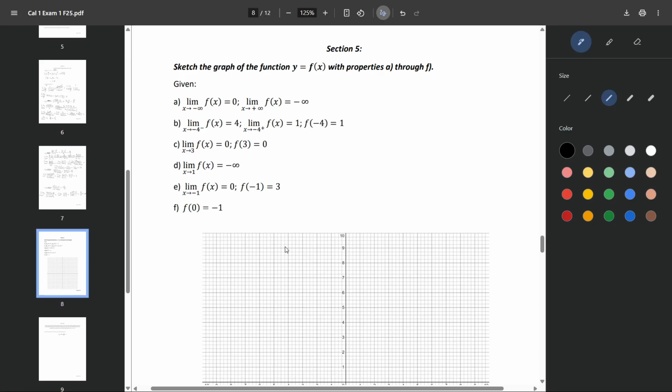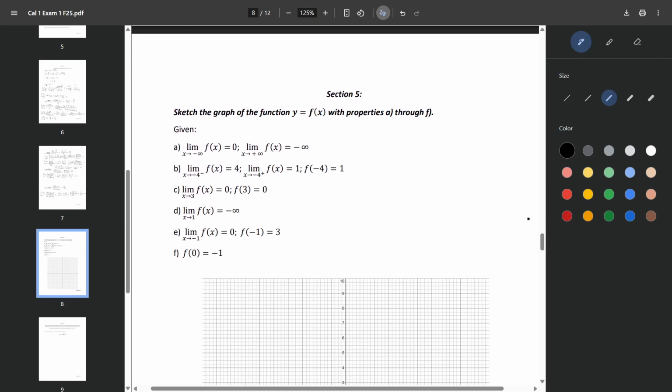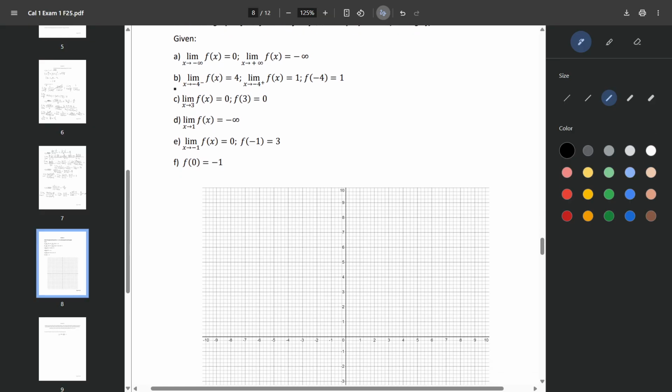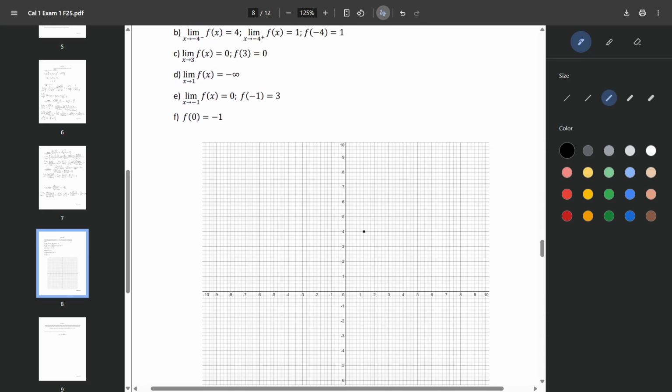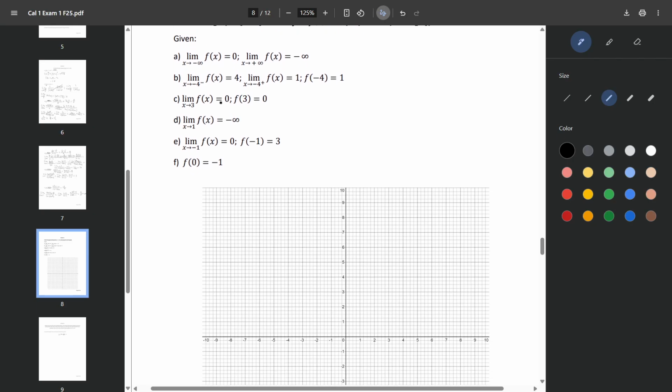Alright, this video is for exam 1, page 8, section 5, and we will be starting right now. So, the question is, sketch the graph of the function y equals f of x with the properties A through F. So we're getting all of these, and we have to graph the function. So we are given A, B, C, D, E, F.